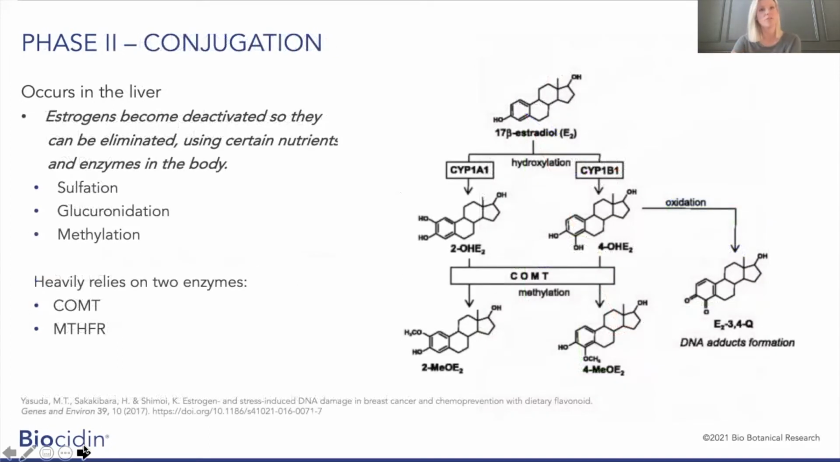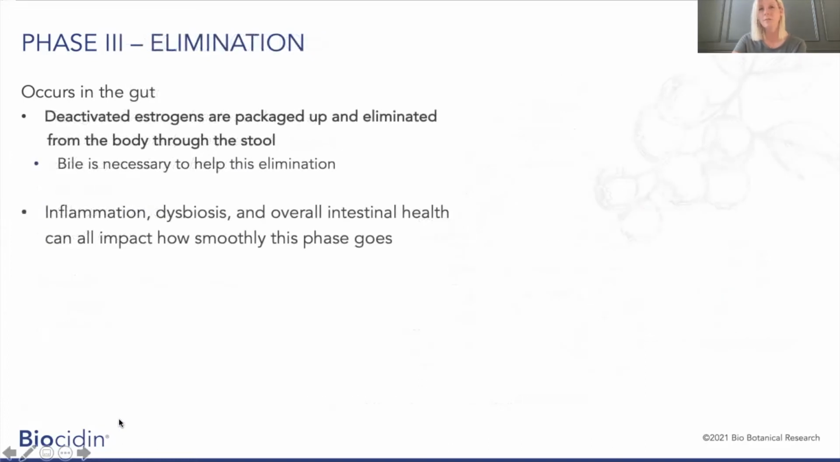Secondly, we have phase 2. This is conjugation, and it takes place in the liver. The estrogens become deactivated so they can be eliminated, requiring certain nutrients and enzymes to be used in the body. Specifically, this requires sulfation, glucuronidation, and methylation, and it heavily relies on 2 enzymes, the COMT enzyme and the MTHFR enzyme.